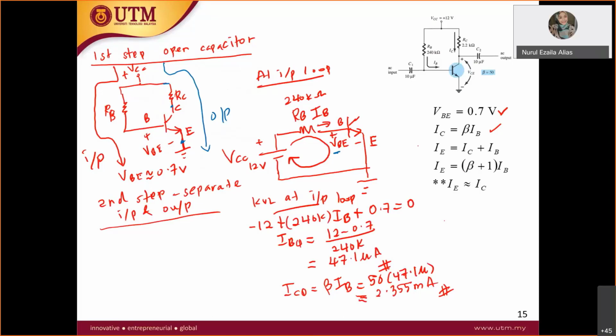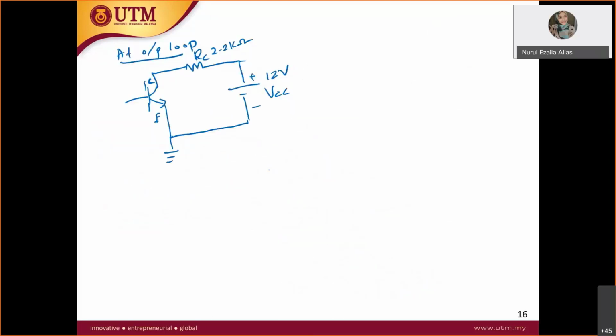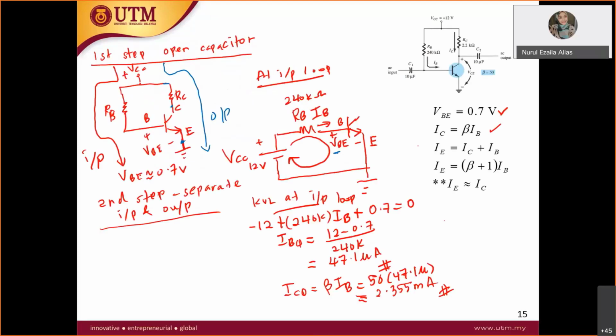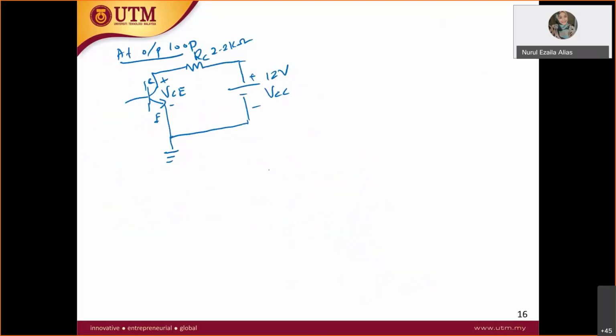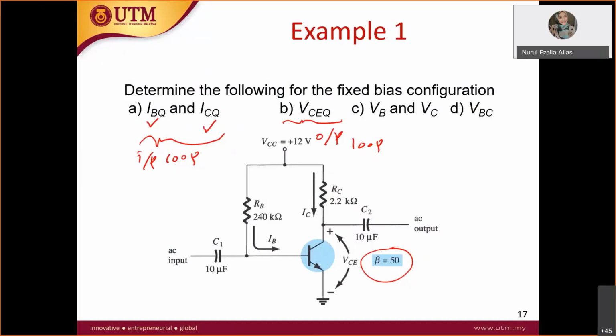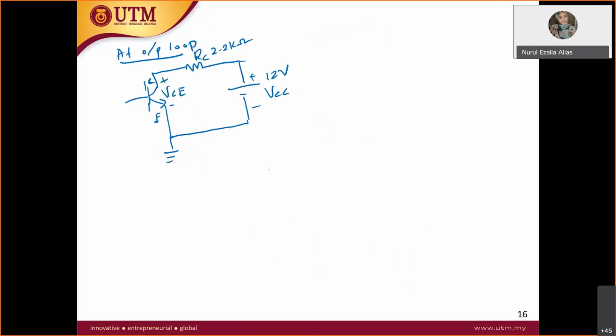At the output loop, you also have a voltage junction, which is VCE. VBE is always 0.7 volt most of the time because it is made of silicon. Now VCE is your objective. You need to find what is your VCE. Again, you apply KVL at your output loop.